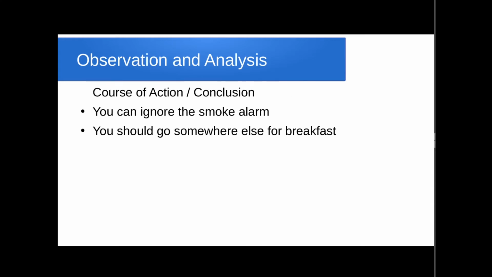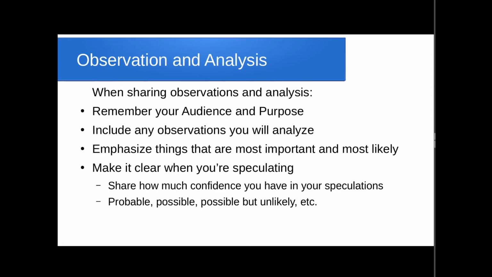But if we go further, trust that these things are correct, what is our course of action or conclusion that we can draw? Well, you can probably ignore the smoke alarm if your brother can stop the smoke from affecting the alarm, can stop the toast from burning. You can just ignore it. And you can probably decide that you should go somewhere else for breakfast, or at least leave the house until the smoke alarm stops going, maybe shut the door, I don't know, whatever you can do to get out of there. So those courses of actions might be something that you include at the end of an observation and analysis piece.